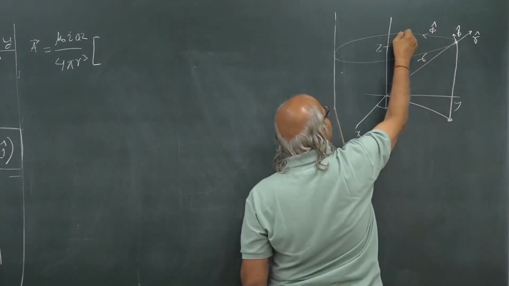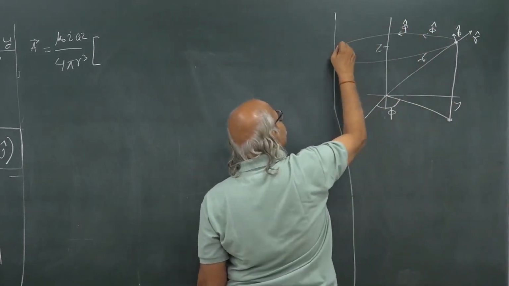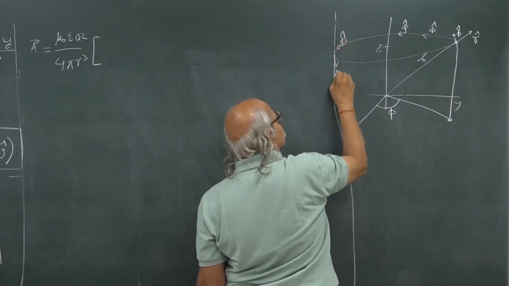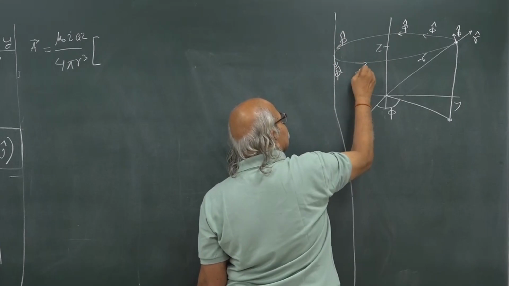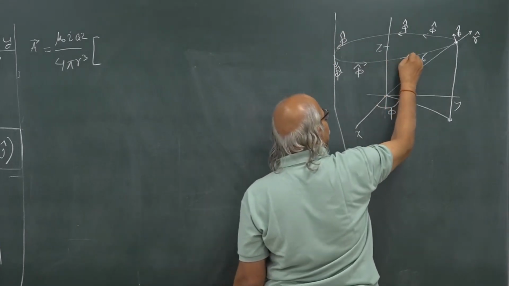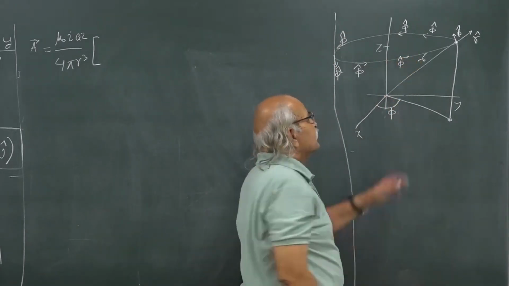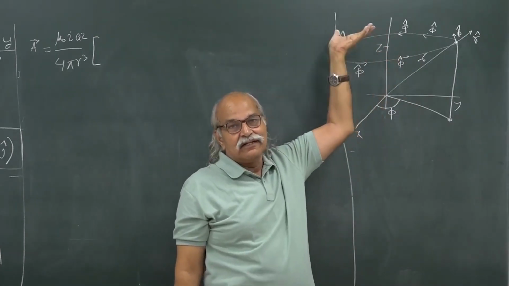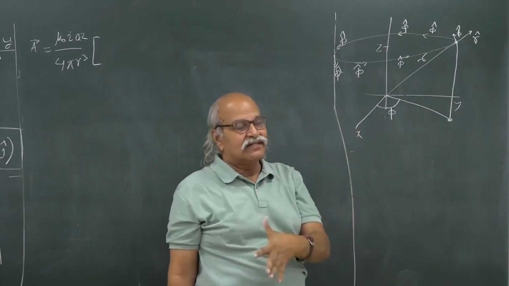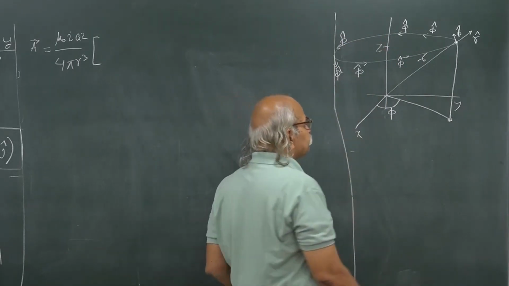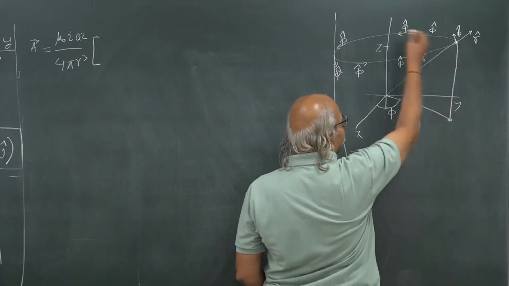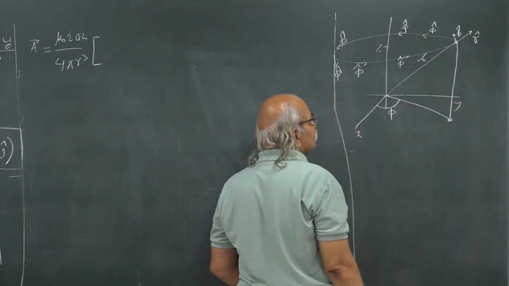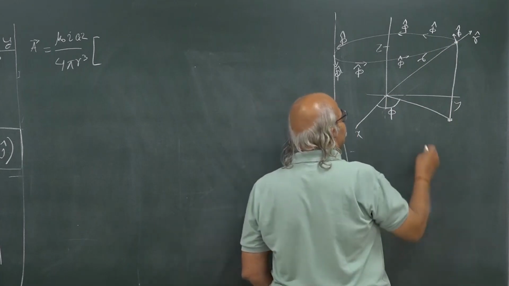Here this is phi cap direction, and so on. So phi cap direction is same as that we were using in cylindrical polar coordinates s, phi, z. And the third one is theta direction.